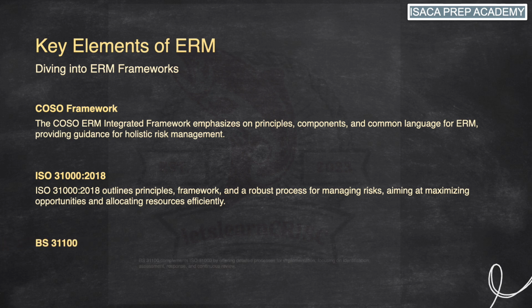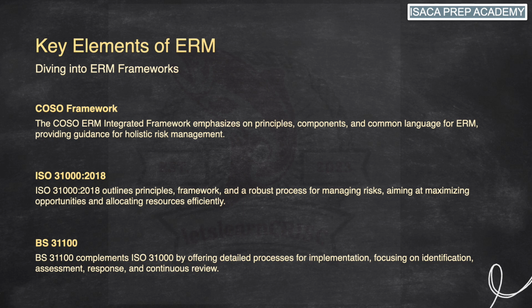Next, about British Standard 31100. Friends, it is a British standard that complements ISO 31000 by providing more detailed guidance on how to implement the risk management process. It focuses on specific steps such as identifying risks, assessing their impact, deciding how to respond to them, and continuously reviewing and improving the risk management process. Essentially, friends, it offers a more granular approach to implementing the principles outlined in ISO 31000.